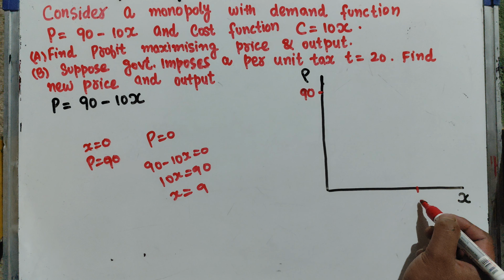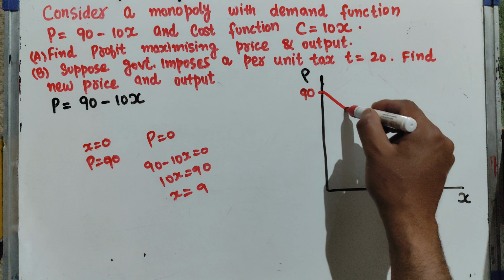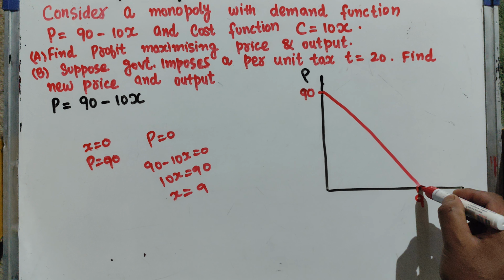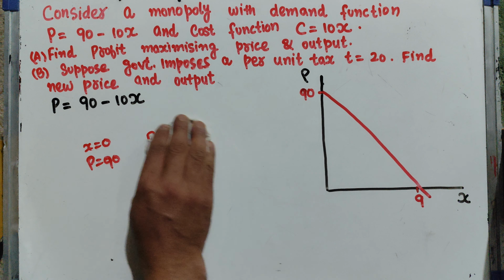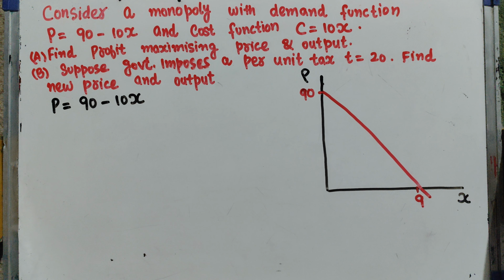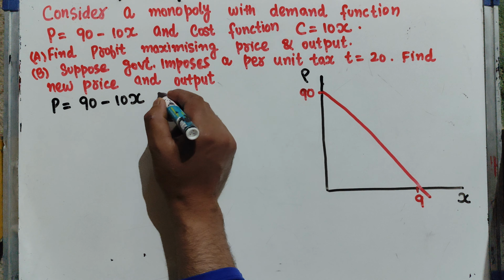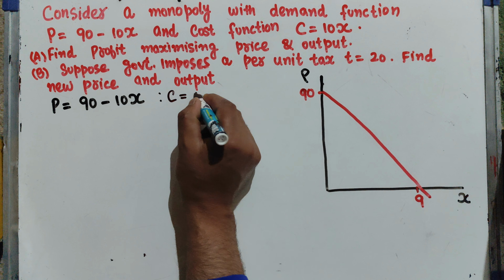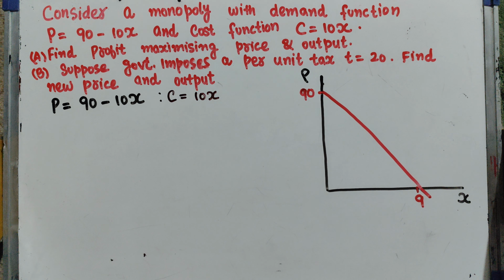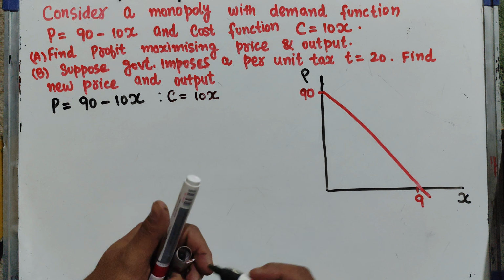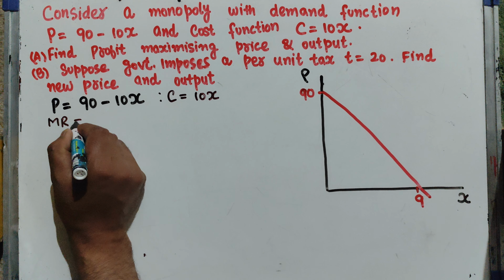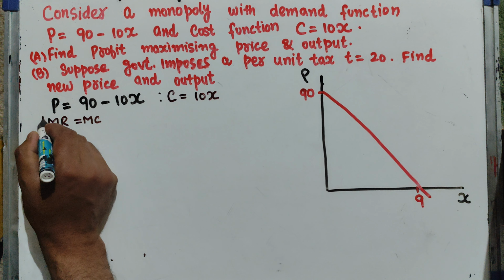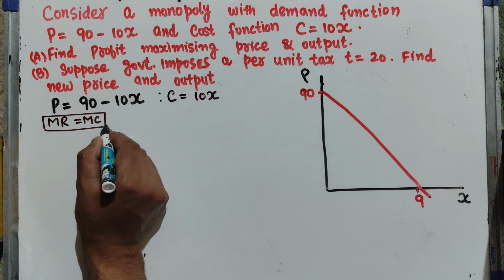Okay, here we have 9, let us suppose. So let us join these two. This will be our average revenue function, or this is our demand function. Also we are being told that cost is equal to 10x. Before the imposition of per unit tax, what will be the profit maximizing condition for monopoly? That will be marginal revenue should be equal to the marginal cost. So we need to find out the marginal revenue and marginal cost first.